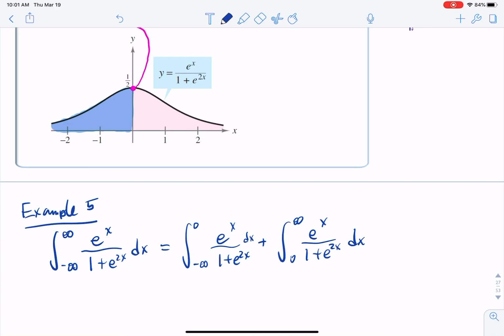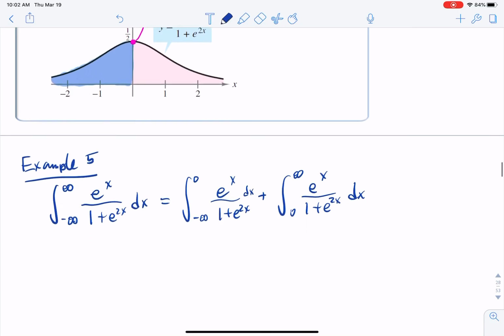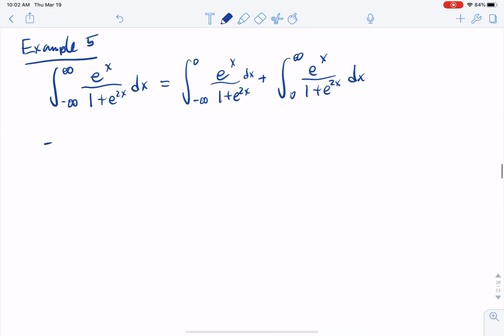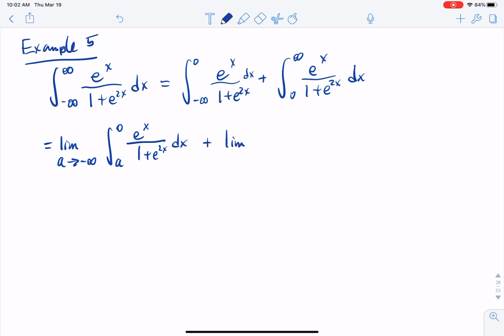The very first one, the one on the left, has a lower limit which is unbounded. We're going to take that out and replace it with, let's say, an a this time. And for the second one, we'll take out the infinity that's on the upper limit and replace it with a b, and have two different limits that we have to evaluate. So this will be equal to the limit as a goes to negative infinity this time, definite integral from a to 0, e to the x over 1 plus e to the 2x dx. And then a second limit as b goes to infinity, and we'll take out that upper limit of infinity and replace it with a b.